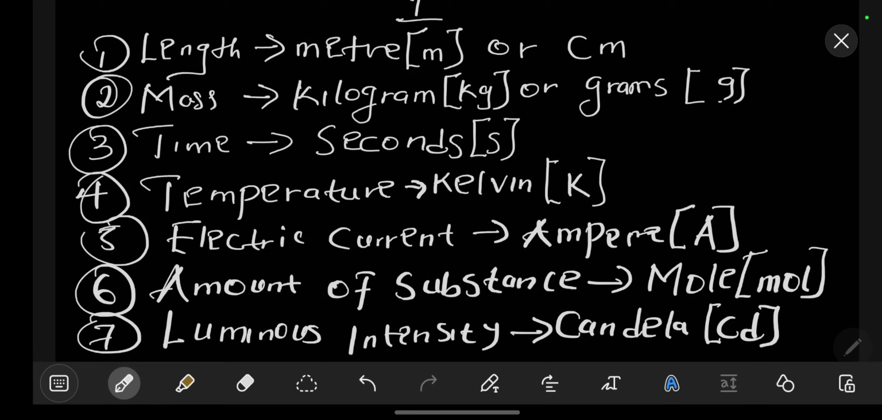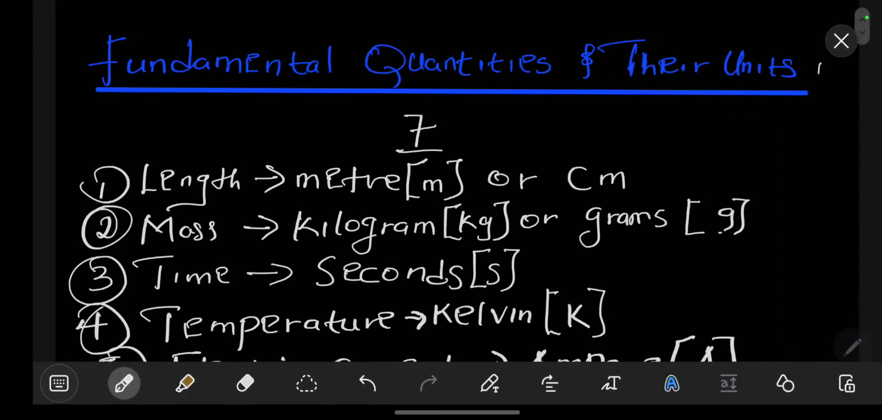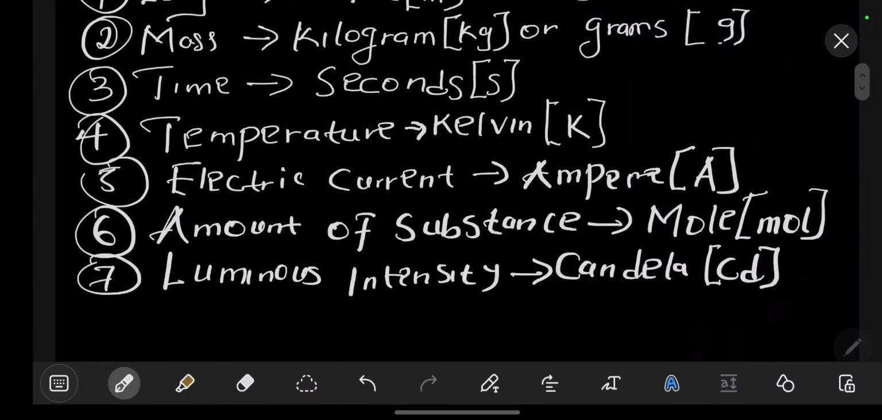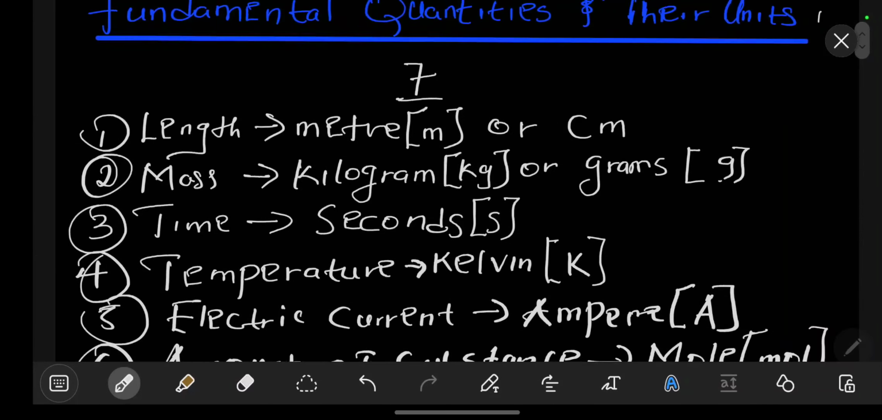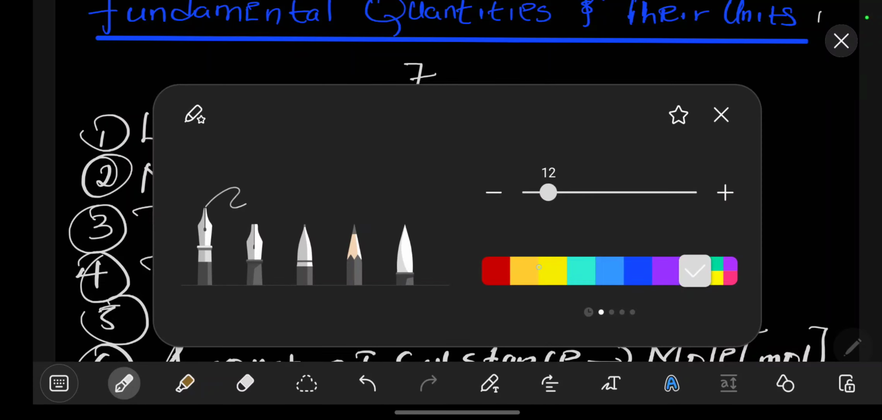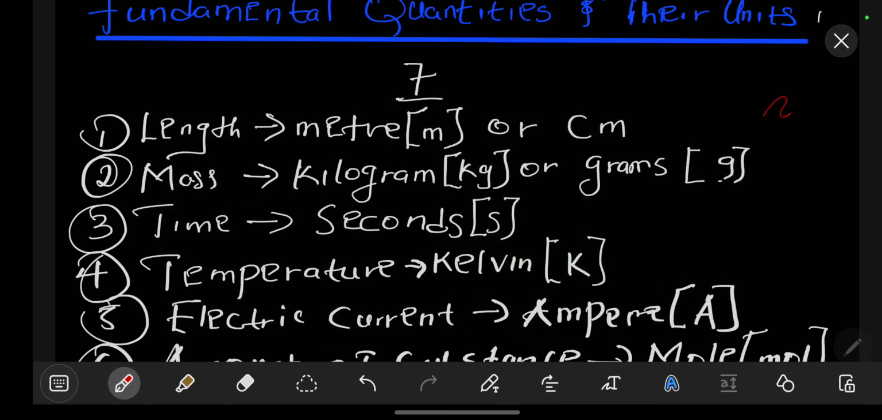Alright guys, so that is it for this video. These are the 7 fundamental quantities ranging from length all the way down to luminous intensity. However, the 3 most common types are the first 3, that is length, mass, and time. Others are important and common, but these 3 are the most common examples. So commit them to memory, the symbols and the units.